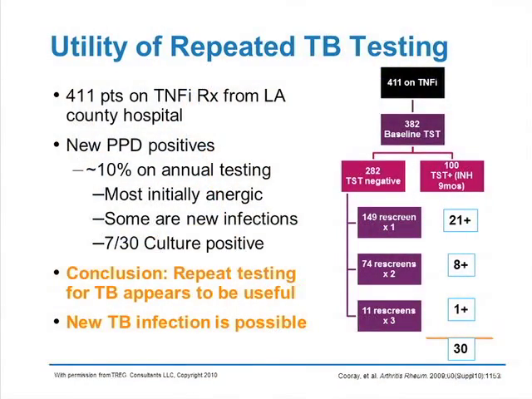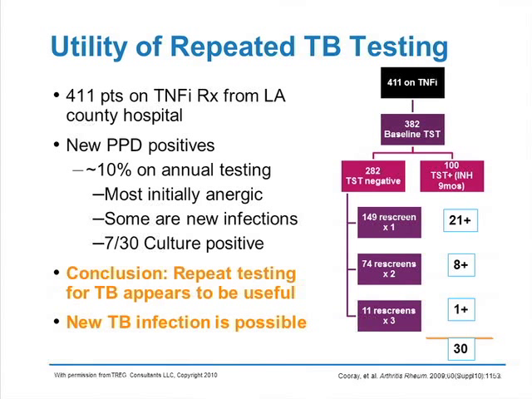In this study from the LA County Hospital, Corey and colleagues looked at 411 patients, had TST testing in 382, and on the right you can see 100 of them had evidence of LTBI and went on to receive treatment with INH for 9 months. Of the remaining 282, you can see that 149 and then 74 and then 11 patients had annual testing done at year 1, year 2, and year 3, and that a subset of those individuals, in total 30 patients out of the 282, were found to have subsequent positivity. So essentially about 10% of patients will convert over time, calling for the need for repeated testing.